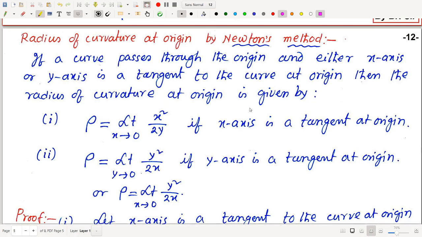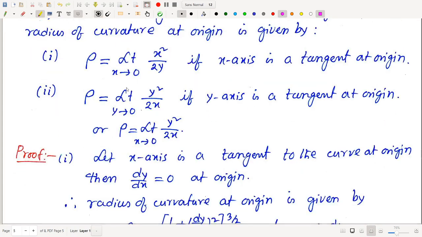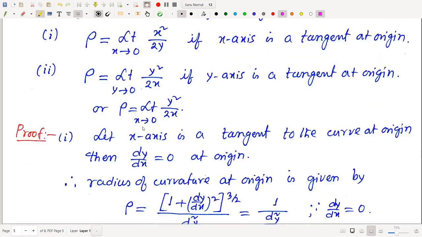Then the radius of curvature at origin is given by, this is Newton's method, ρ equal to limit x² by 2y as x tends to 0, if the x-axis is a tangent at origin. This will be the formula for radius of curvature. But if the y-axis is a tangent at origin, then ρ will be given by limit y² by 2x as y tends to 0. Or you can write the same expression, limit y² by 2x as x tends to 0, because the curve passes through the origin. So when x tends to 0, y automatically tends to 0. So y tends to 0, x tends to 0 gives the same result.